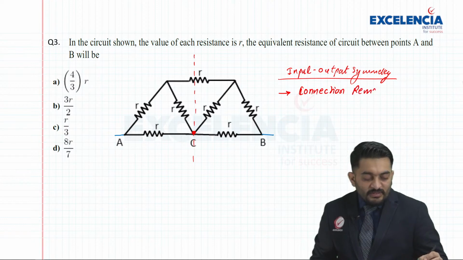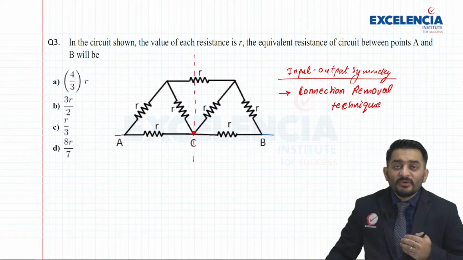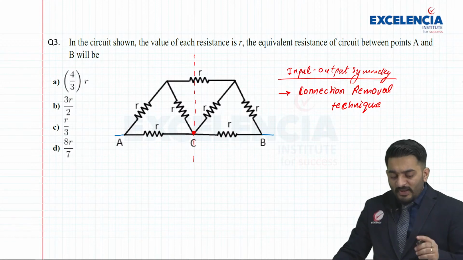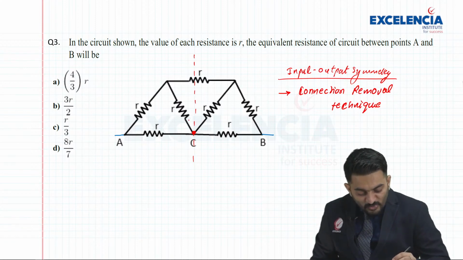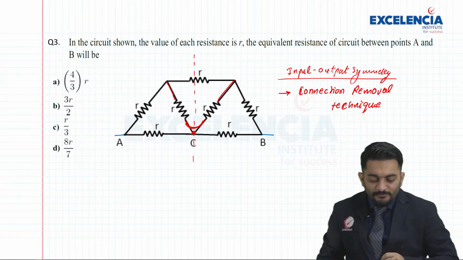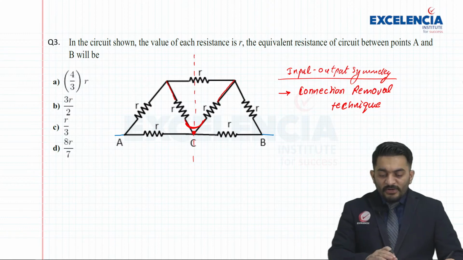Connection removal technique. The techniques are important because when you see a specific diagram, you should be able to relate which technique we need to apply over here. So I would say you can apply a connection removal technique. The moment you apply it, instead of considering this connection to point C, you simply connect it, and the connection is going to go in this particular manner.